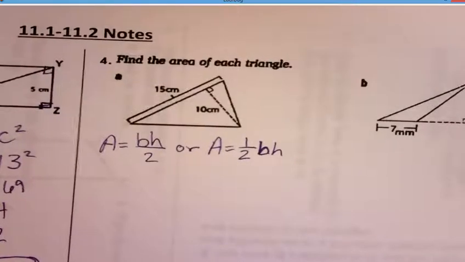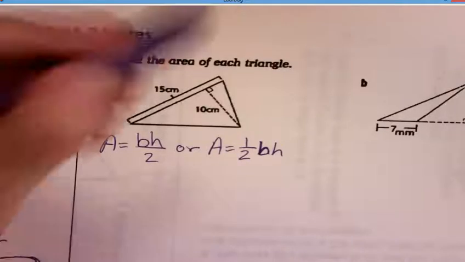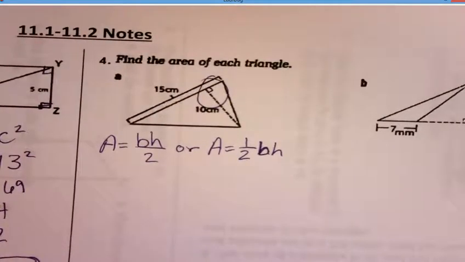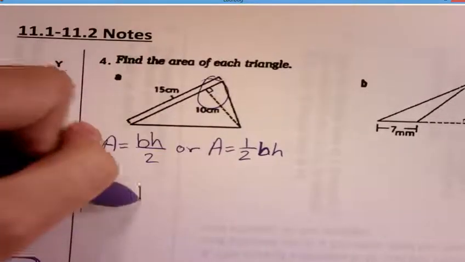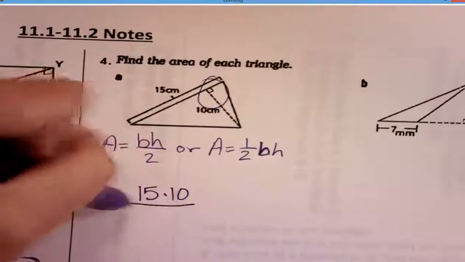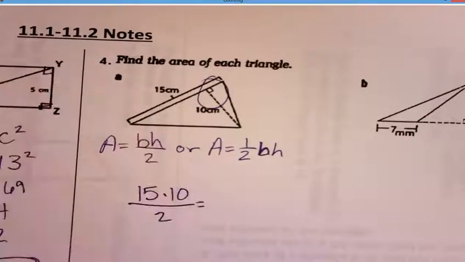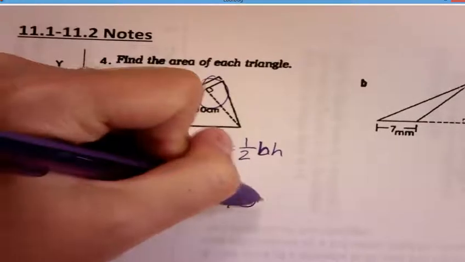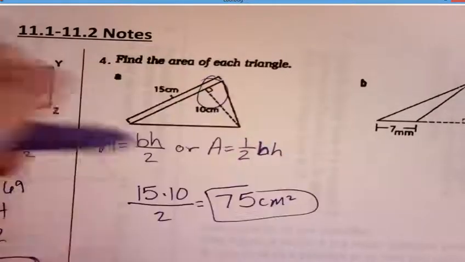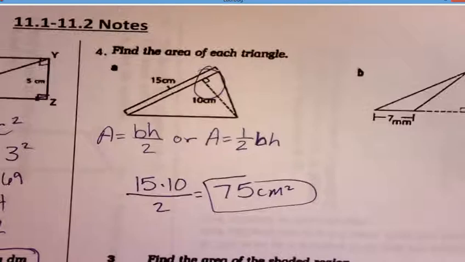The base and the height need to be perpendicular. Are these perpendicular? 10 and 15. What does that mean? Anytime you see a right angle, perpendicular just means they are at a right angle to each other. That's all you need to look for. We found it, yay! So we can plug them in. 15 times 10 divided by 2. Easy peasy.